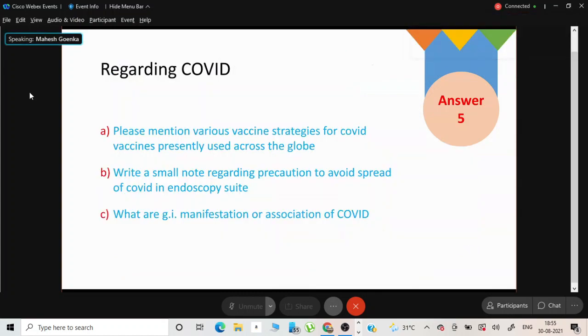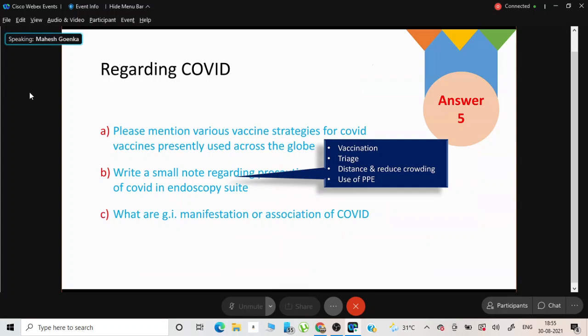Question 5 regarding COVID, let me first answer B and C. In a note on the management and prevention of COVID in the endoscopy suite, the 3 or 4 terms which we expect to be mentioned would be vaccination of healthcare workers, triaging of the patient, maintaining a distance and reducing the crowding in the endoscopy room, and use of PPE. So if some of these terms are there, then you score.